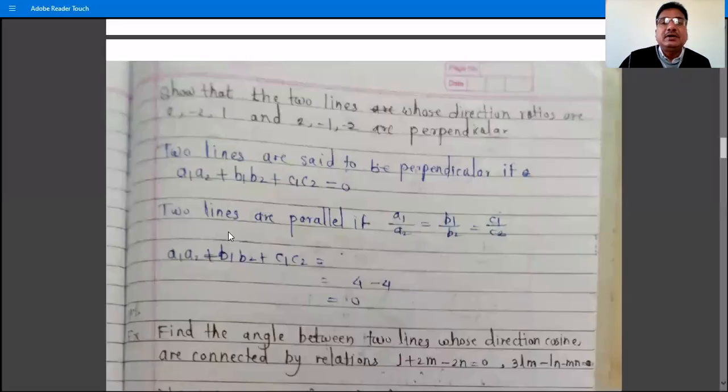Next example on the angle between two lines. Show that the two lines whose direction cosines are 2, -2, 1 and 2, -1, -2 are perpendicular. That is, show that a1 a2 plus b1 b2 plus c1 c2.